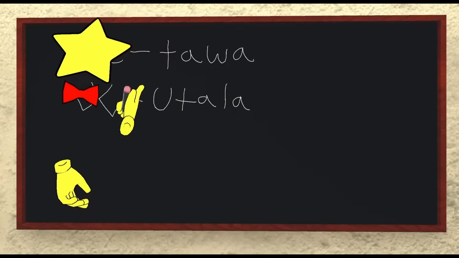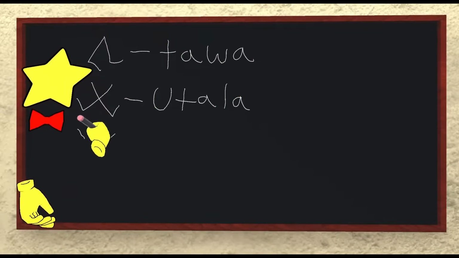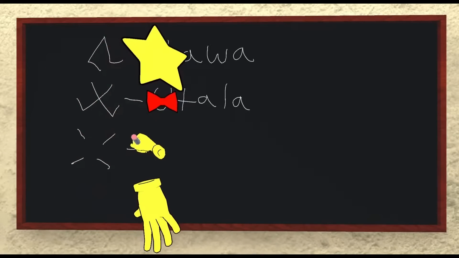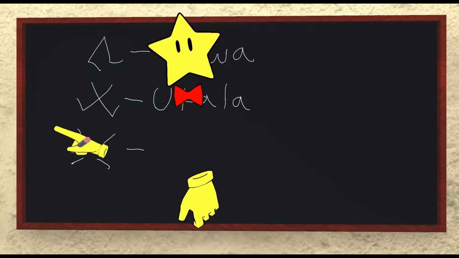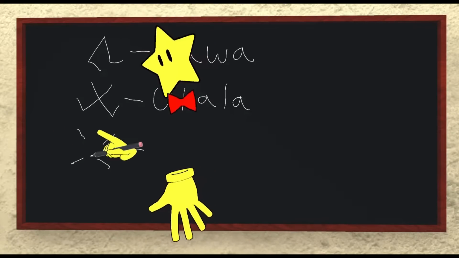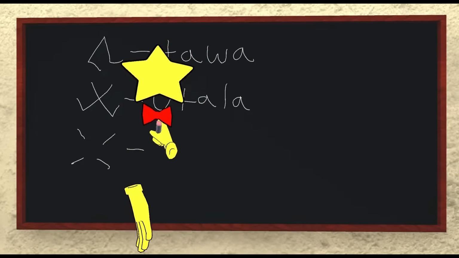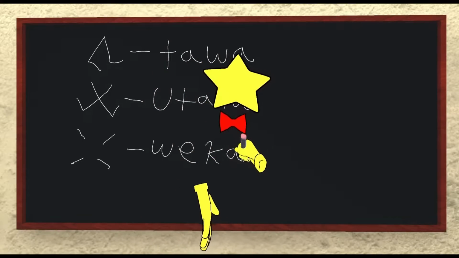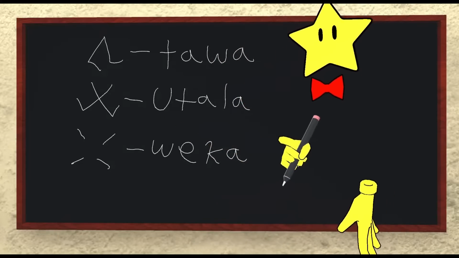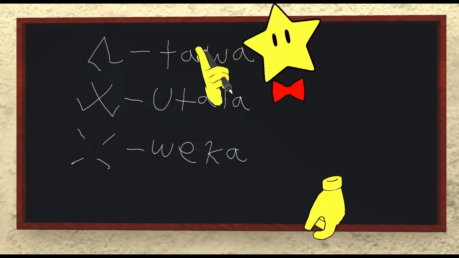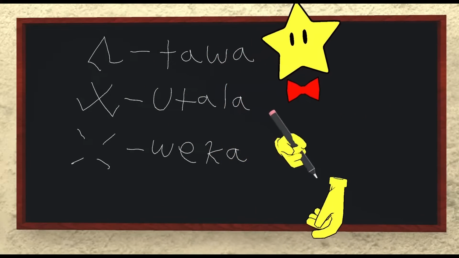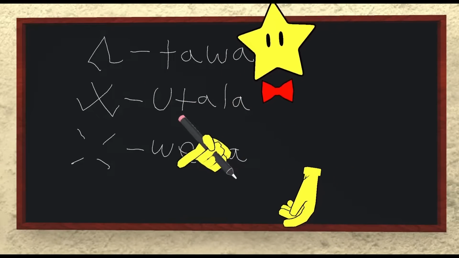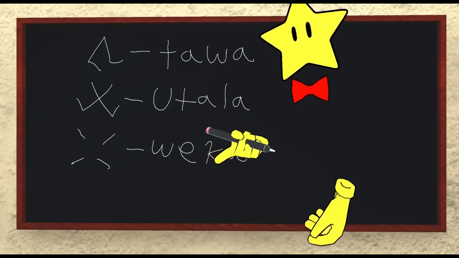Next, we have weka. Weka is drawn with 4 lines at every diagonal pointing out. And it is spelled W-E-K-A. Weka has to do with things being away or removed. Something can be at a faraway place, or it can be removed from a given location.